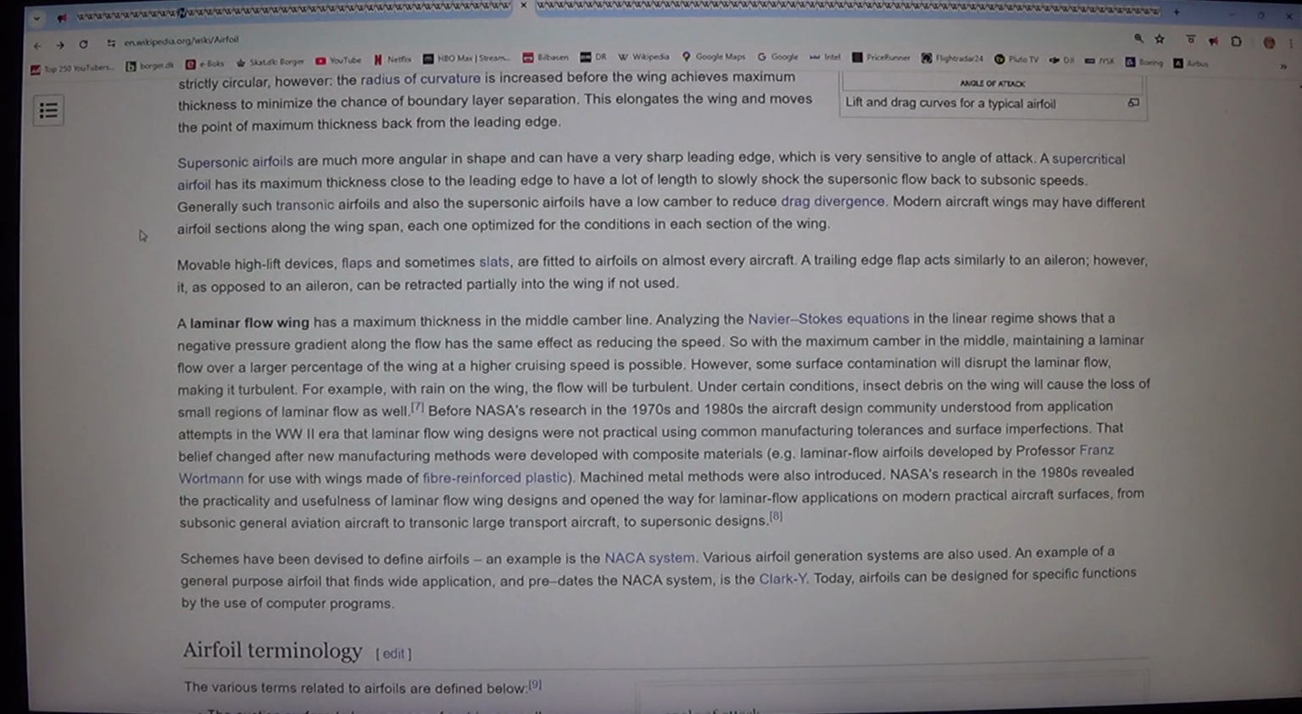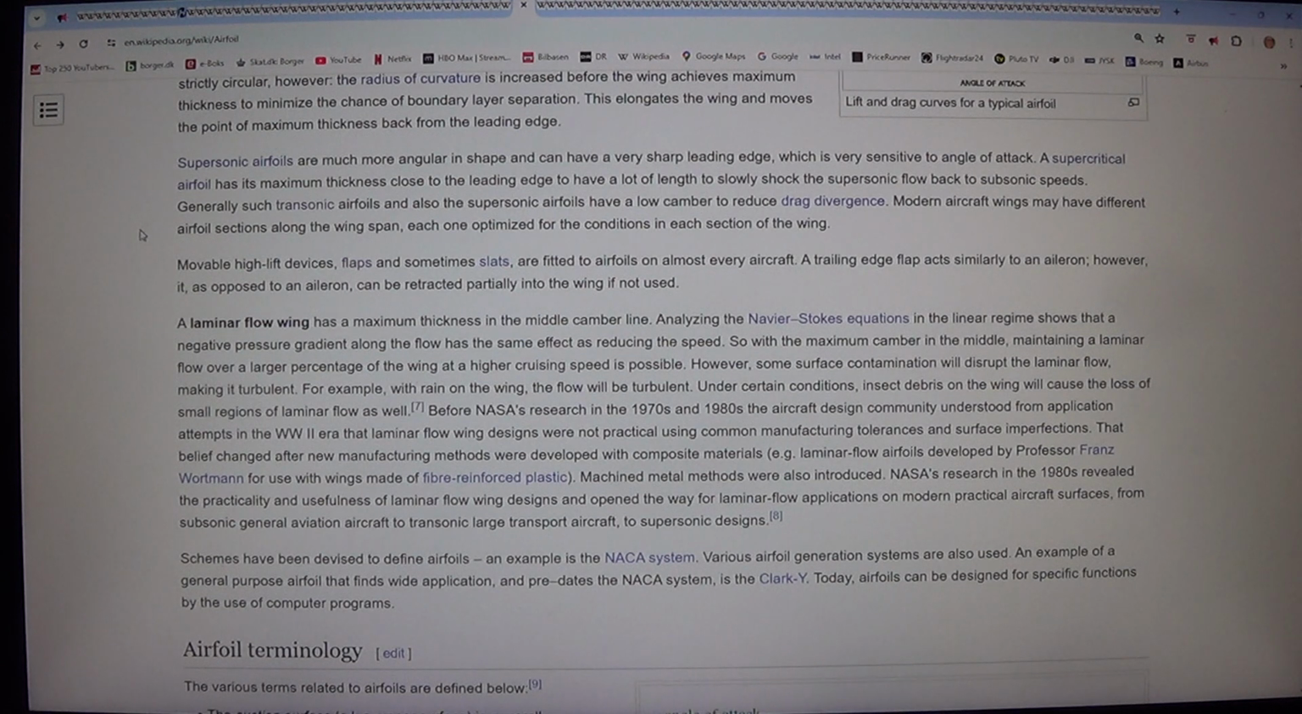of the wing. Movable high-lift devices, flaps and sometimes slats, are fitted to airfoils on almost every aircraft. A trailing edge flap acts similarly to an aileron, however, as opposed to an aileron, it can be retracted partially into the wing if not used. A laminar flow wing has a maximum thickness in the middle camber line.